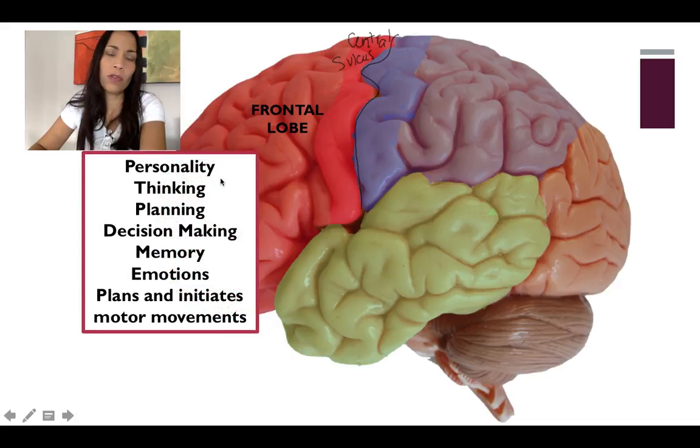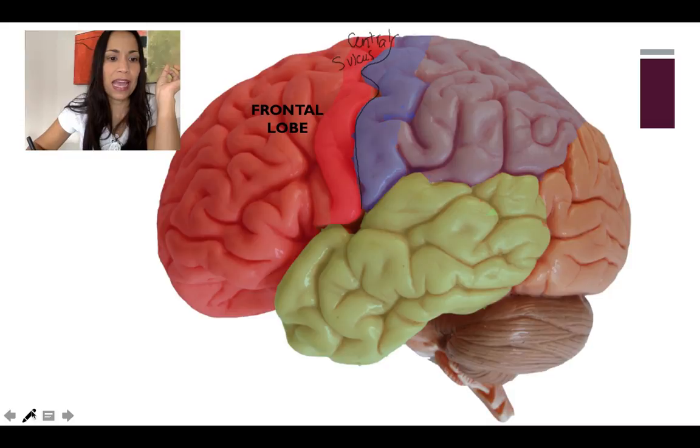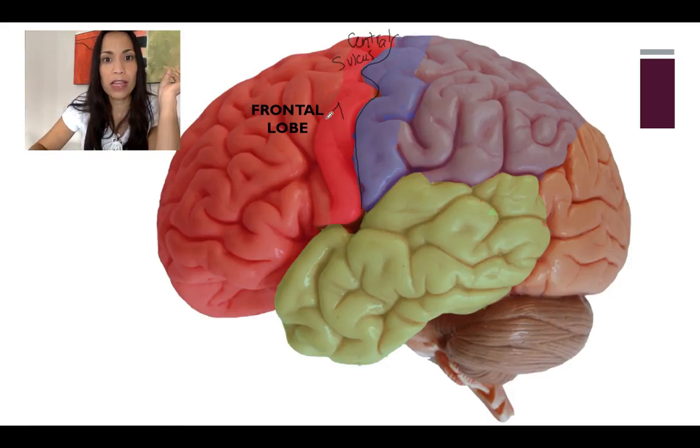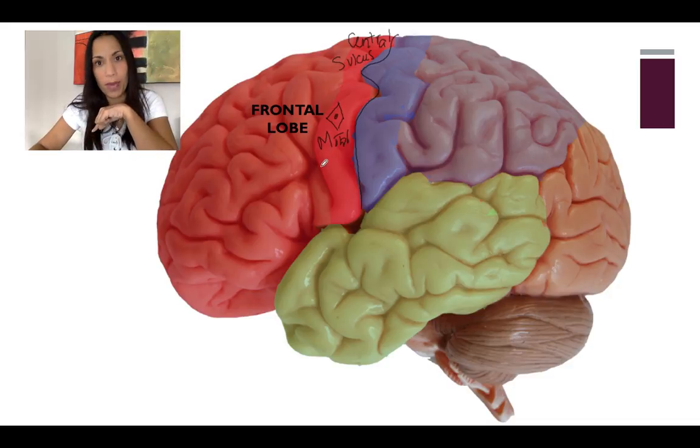Functions of the frontal lobe, as we said before: what makes who you are, your personality, your memories, your thinking, planning, decision making, emotions, plans, initiative. Important in here is where we're going to find our motor neurons, which I'm going to describe later, the motor neurons that are going to initiate the motor commands.